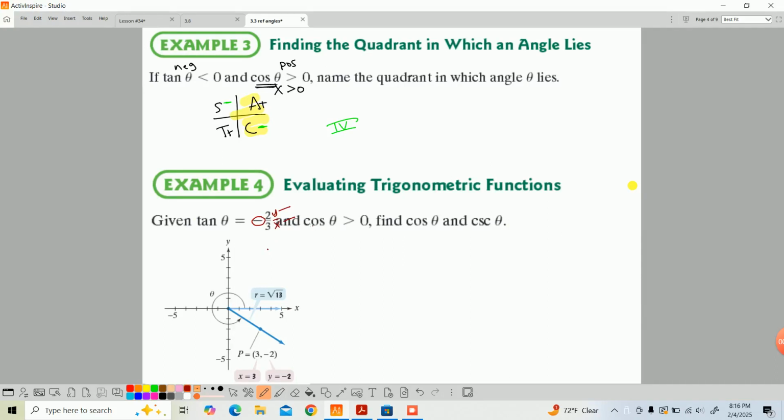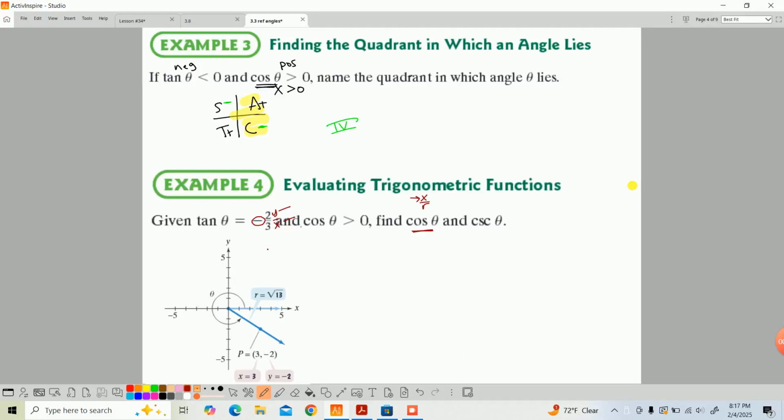It matters because when you had to find other trig functions, like for example, say we had to find cosine, we know that cosine is x over r. If we apply a negative there and it's supposed to be positive, that would make that answer incorrect. Okay, so let's keep that in mind. Well, let's keep reading, right?